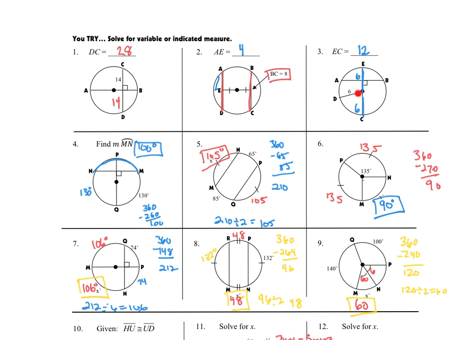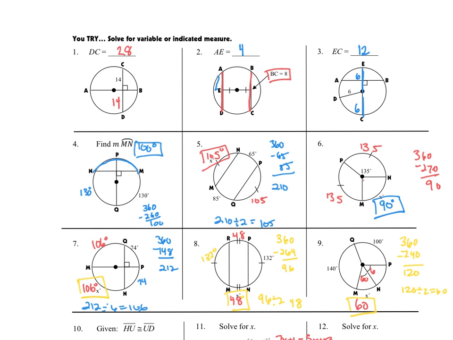Number 3, if this is 6, then this is 6, and this is 6. And if we're looking for the diameter, then that is 12. In number 4, if we are looking for the measure of this arc, we could see this is 130 and this is 130. So I'm going to take 360 and I'm going to subtract out 260, and that's going to give me 100.